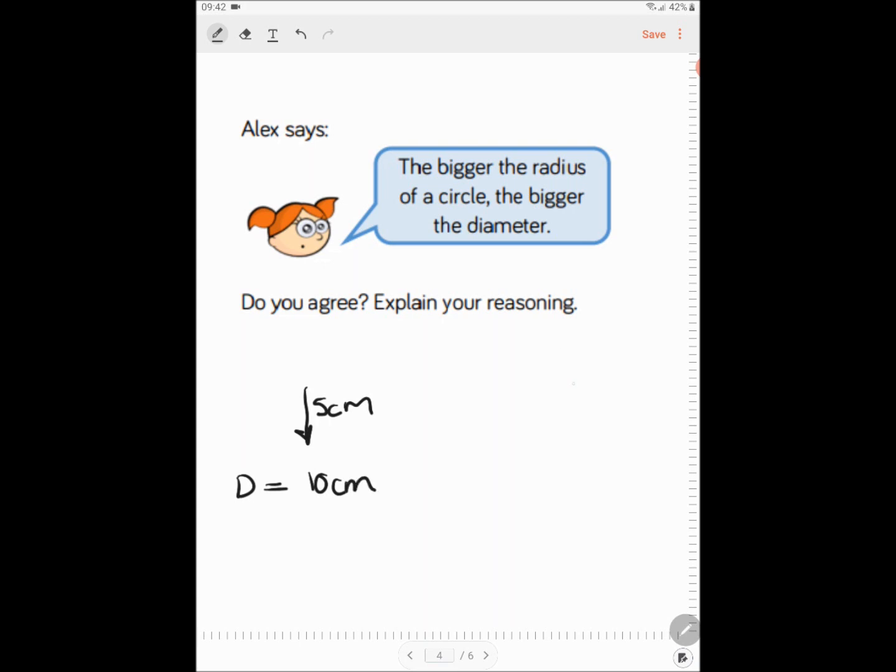If I've got a larger radius at, let's say, 10 centimetres, my diameter would be double that, would be 20 centimetres. So the logic behind that is perfectly sound. The bigger the radius, the bigger the diameter. And it does work in reverse. The bigger the diameter, the bigger the radius.